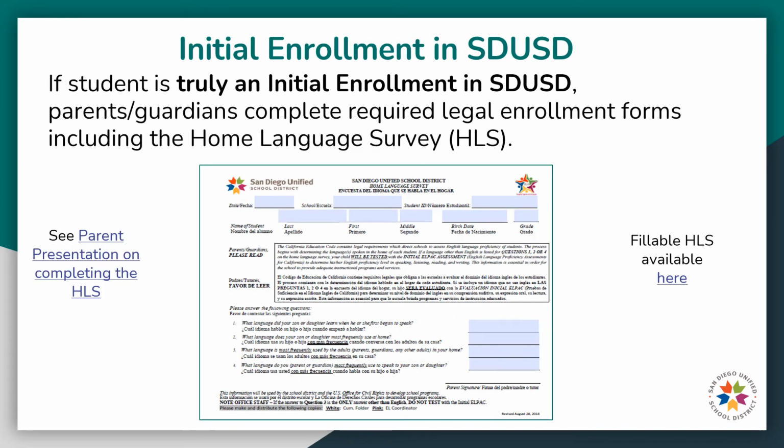If the district search determines that the student is truly an initial enrollment in San Diego Unified, parents will need to complete the home language survey as part of the required legal enrollment documents. The home language survey is a legal document required by the state of California. All public school districts must ask the same 4 questions to determine language usage in the home.